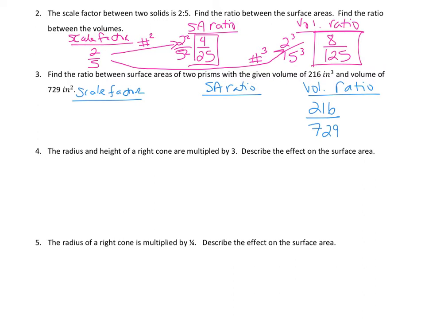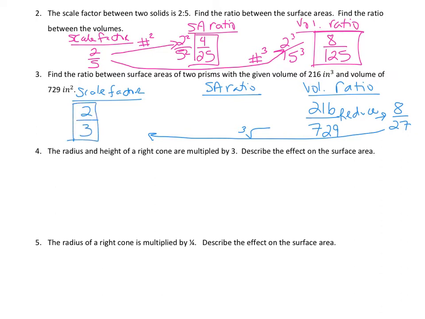All right, so for the volume ratio, first check to see if you can reduce it, and we can. So the volume ratio is really 8 over 27. Now remember to go backwards with the volume ratio, we did this before in our volume unit. To find our scale factor, we need to take the cube root of all of those numbers. So the cube root of 8 is 2. The cube root of 27 is 3. So that means our scale factor, the side ratio, is 2 to 3.